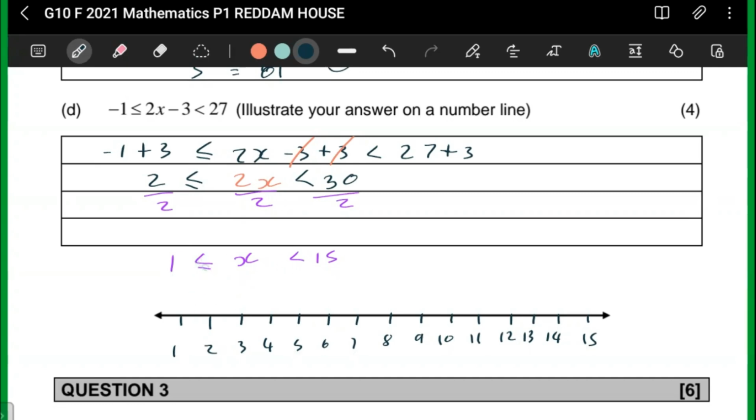If x is bigger than or equal to 1, it means that at 1, you have to put a closed dot there to show that your x values are numbers that are bigger than 1, but they can also be equal to 1, up until 15. But here you put an open circle because you do not include the 15, because your values have to be smaller than 15. And then you just join those two dots with a ruler, obviously, if you have one.